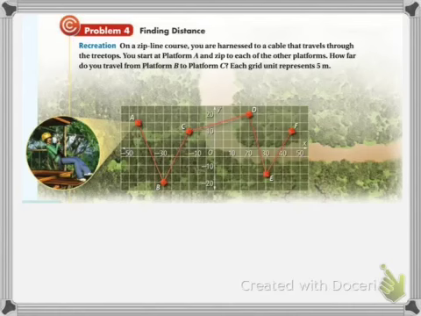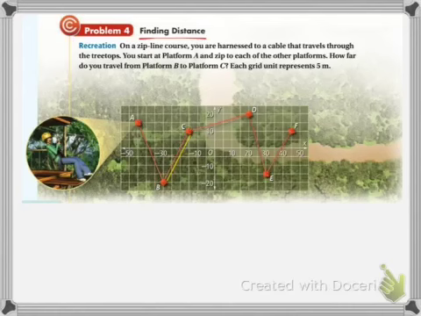We're going to look at this one, finding distance. Now this is an application type problem. I'm going to guide you through this, and we are going to do some of these tomorrow, because I want you to have good practice with that. Here, it says we have a zipline course, and we are harnessed to a cable that travels through the tree tops. We start at A and zip to each one of the other platforms. How far do you travel from platform B to platform C? From B to C is this length here. That length right there, that's what we want to know.